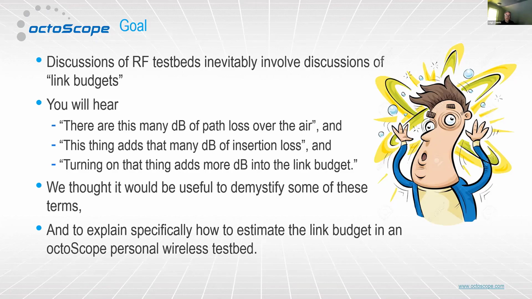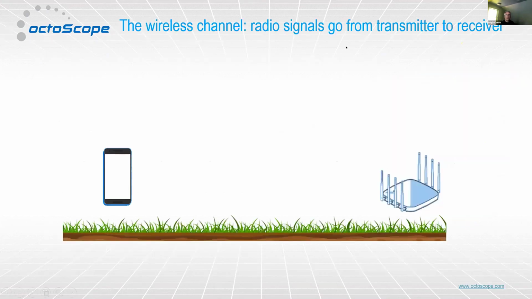To start off with, we need to introduce the concept of a wireless channel. When people talk about the wireless channel, they're talking about the fact that radio signals go from a transmitter to a receiver, and they can get there in a number of ways. They can get there directly, and I've just labeled this one space. We'll talk about that a little bit later. And they can also get there via other things that happen to be around.